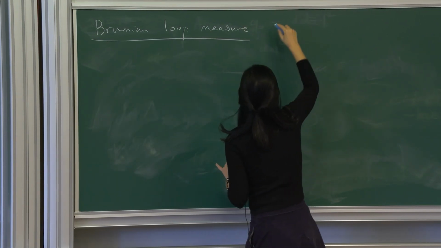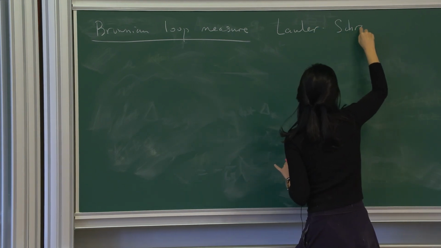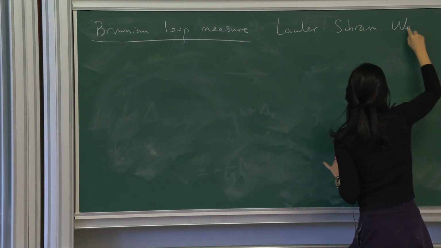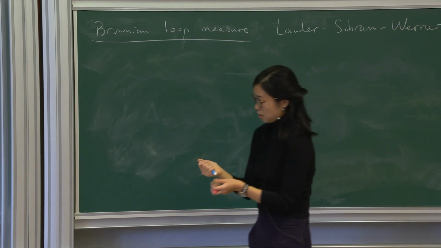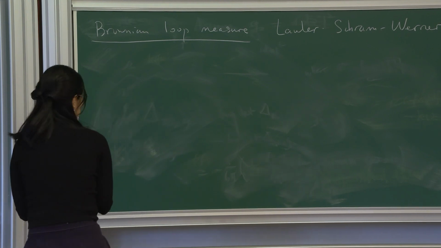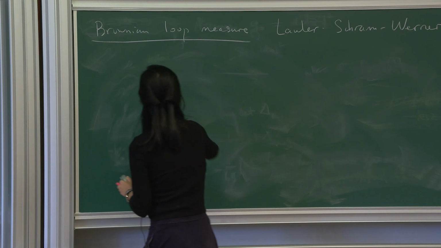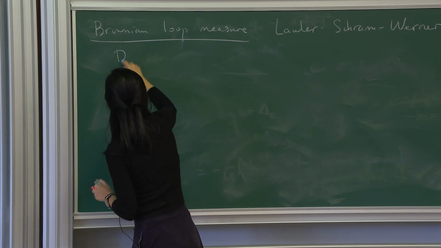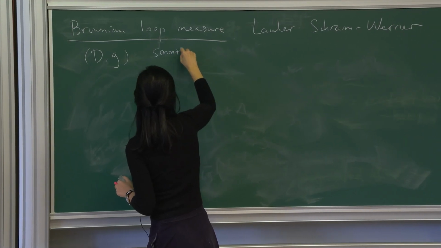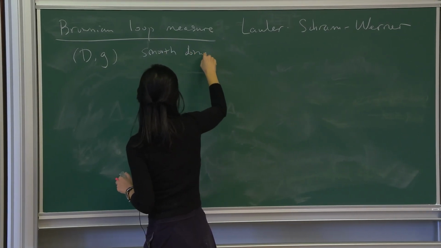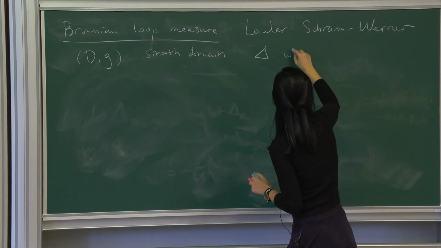I think this is due to Lawler, Schramm, and Werner. I'm formulating this in the manifold setup. So D, g a smooth domain, and the Laplacian with Dirichlet boundary condition.